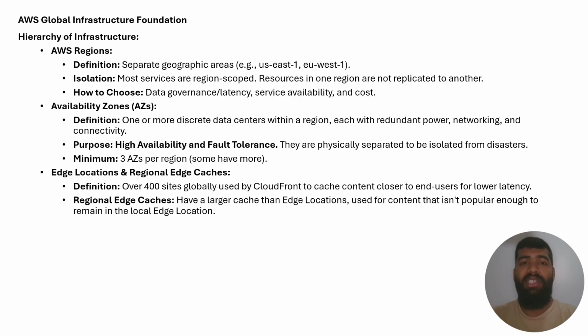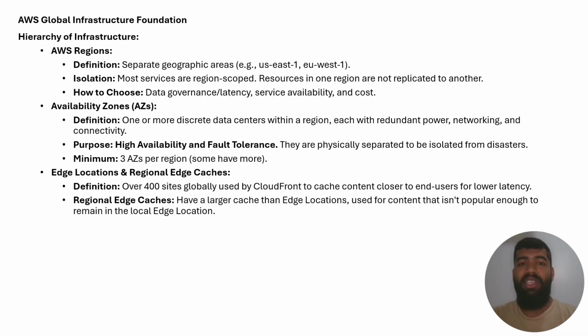Inside each region, you'll find Availability Zones. An Availability Zone is one or more discrete data centers, which are redundant in power, networking, and cooling. They are physically separated from each other to be isolated from disasters like floods, storms, or earthquakes. Most regions have a minimum of three Availability Zones. They are the fundamental building blocks of highly available and fault-tolerant systems.